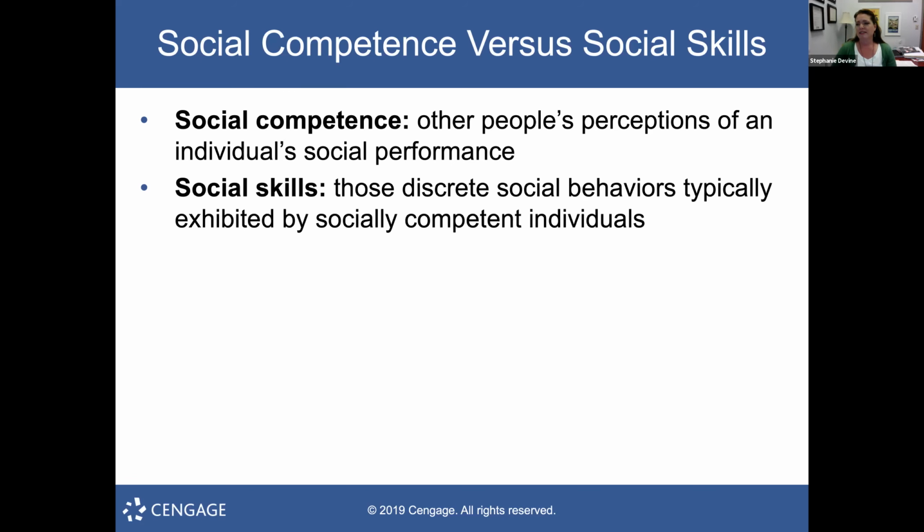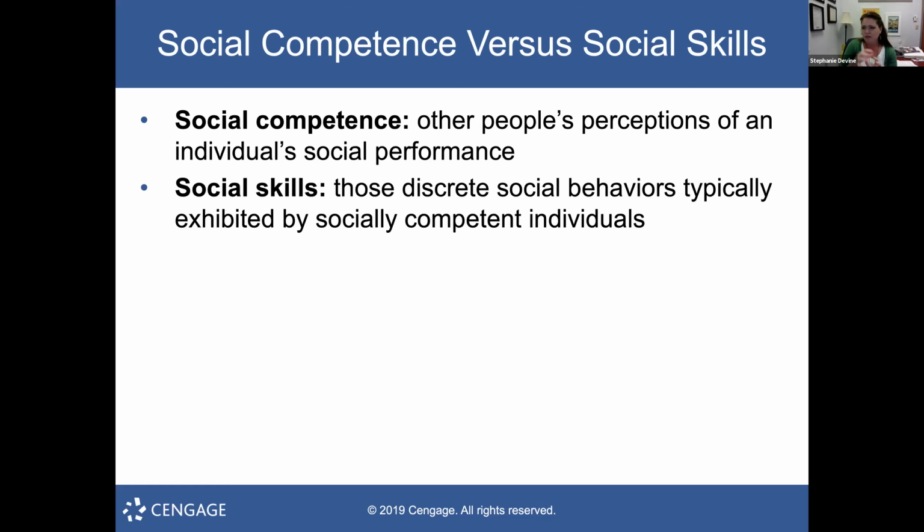So again, social competence is other people's perceptions of an individual's social performance. So how everyone else feels about how that student or that individual conducted him or herself socially. And so in that space, socially competent individuals generally can initiate and maintain friendships. They can interact appropriately with authority figures, and they can manage stressful situations. Obviously not all the time, we all struggle with aspects of that, but these are not easy tasks. Generally speaking, that's what a socially competent individual is able to do.